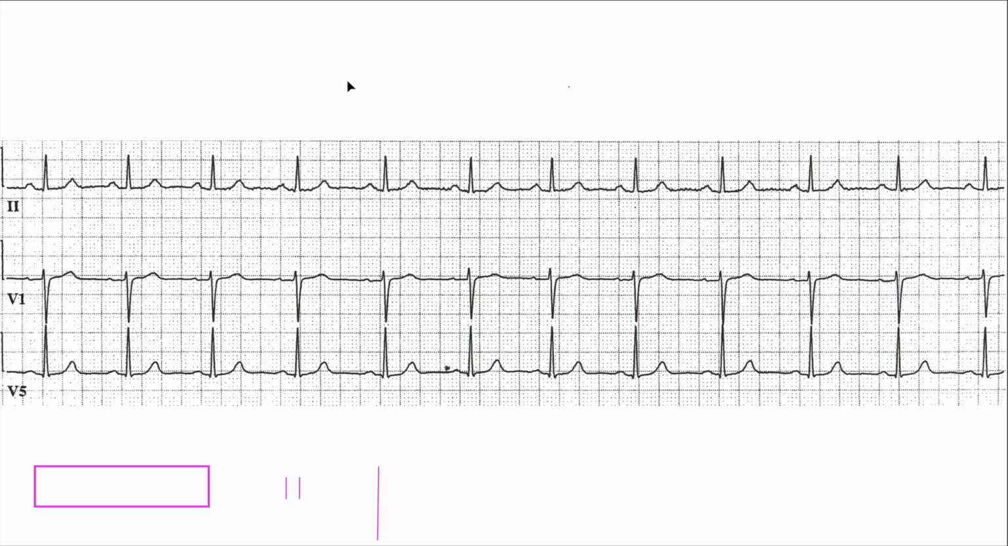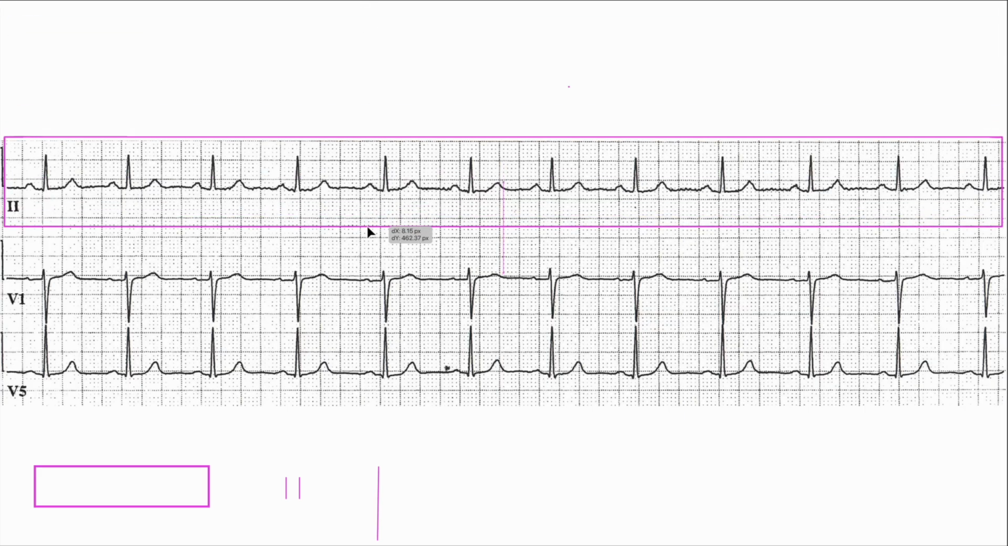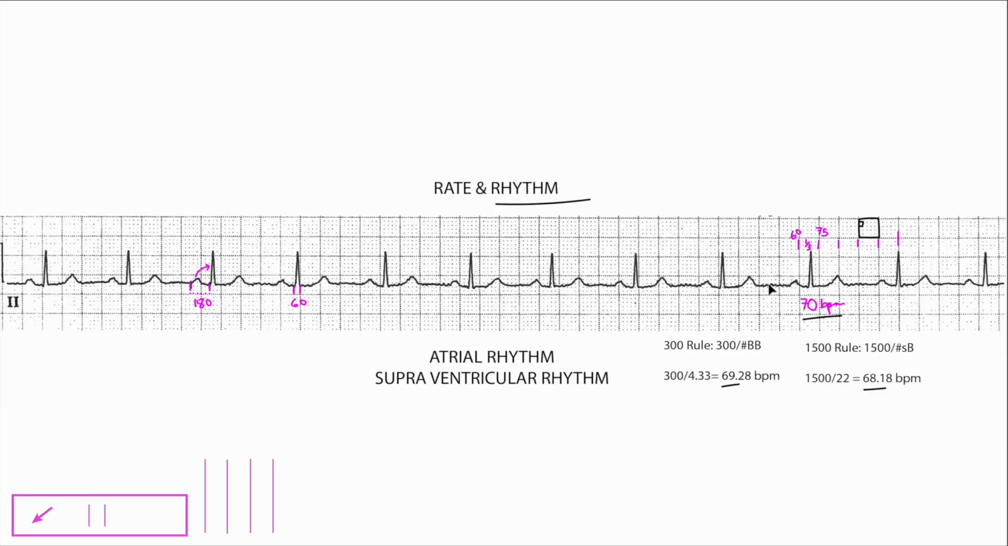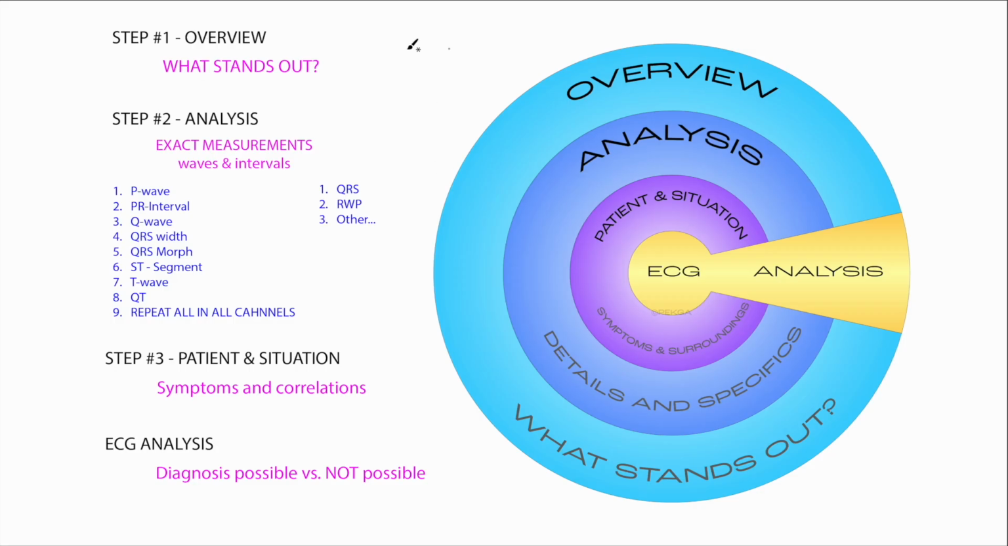Okay, now we're looking at just the expanded version of that segment. So this is what we were looking at a moment ago. If we go back to it, this strip is exactly the same. It's identical to this one, right? Here we just have an addition of V1 and V5. V1 for the right side of the heart, V5 for the left side of the heart. Again, going back to the first step in the method, what stands out?